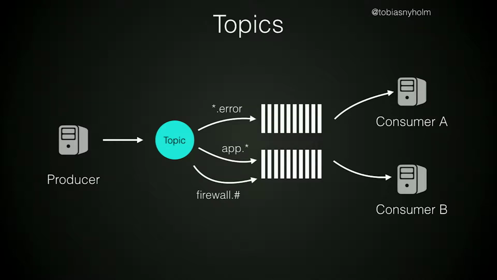Or if you want to be even more sophisticated, you could use topics. Say that we have queues for log messages, and we have topics for your application and the firewall. You create your topics with a pattern like the top left here: app.notice, app.error, firewall.notice, or whatever. So you can say that consumer A is only interested in errors, no matter which part of the application dispatches them. And consumer B is only interested in things from the application, no matter which severity it is.